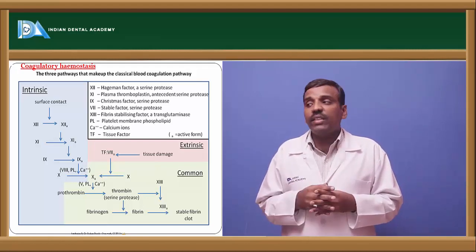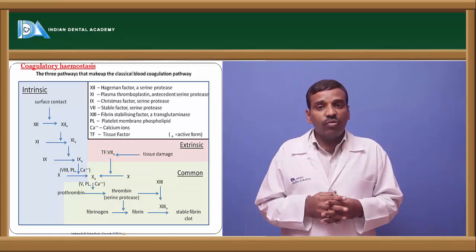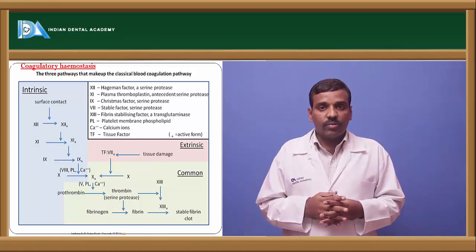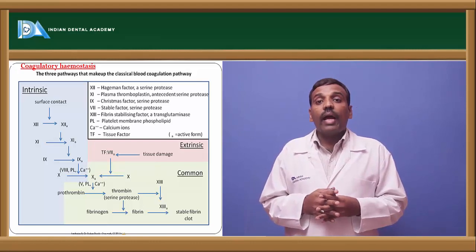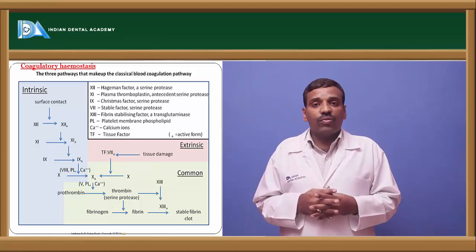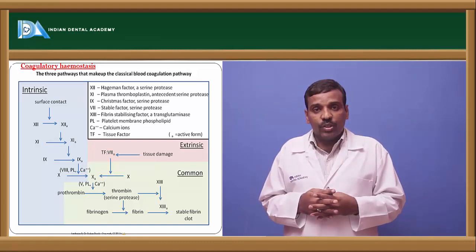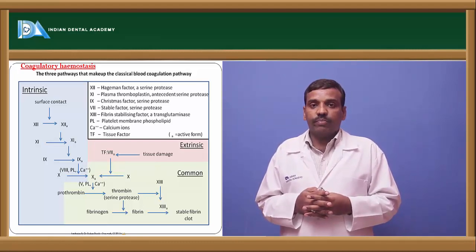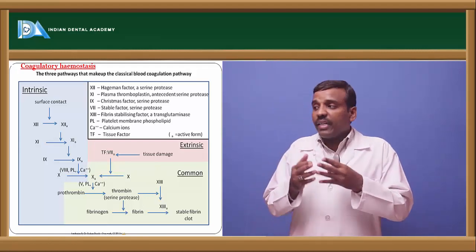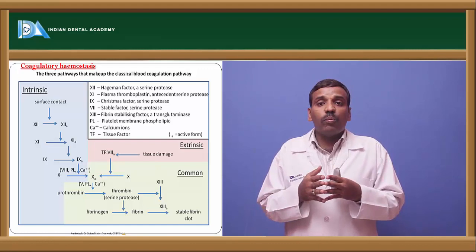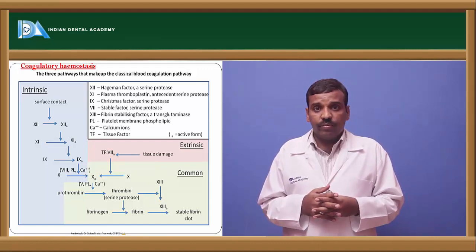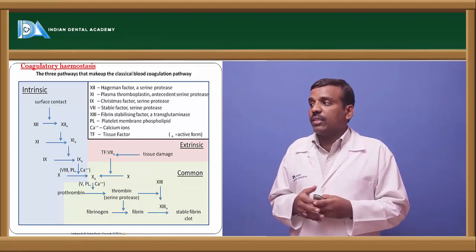And activated 11th factor activates 9th factor. 9th factor is Christmas factor. And this activated 9th factor activates 10th factor in the presence of the calcium, 4th factor. And this 10th factor activates the thromboplastin, or nothing but the prothrombin activator. This is the intrinsic pathway.